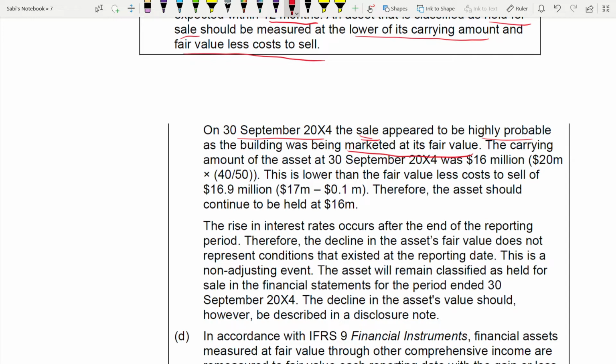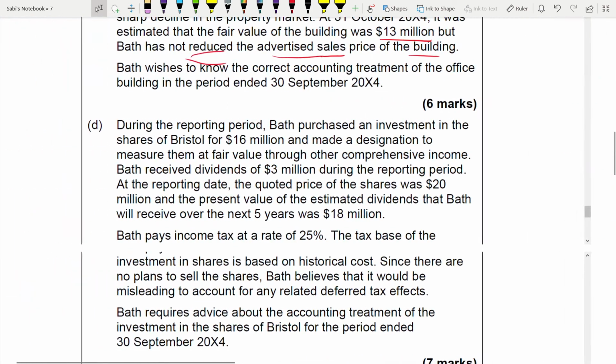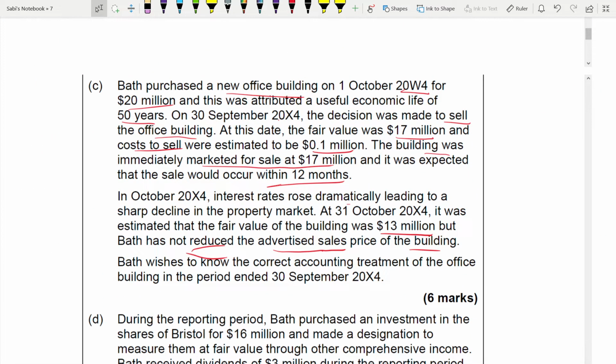What is the carrying amount on 30th September 20X4? 16 million. How? 20 million is the cost, multiplied by 40 divided by 50. You have bought it for 20 million, for a total of 50 years. Out of that, it became 40, right? It will be 40 over 50.